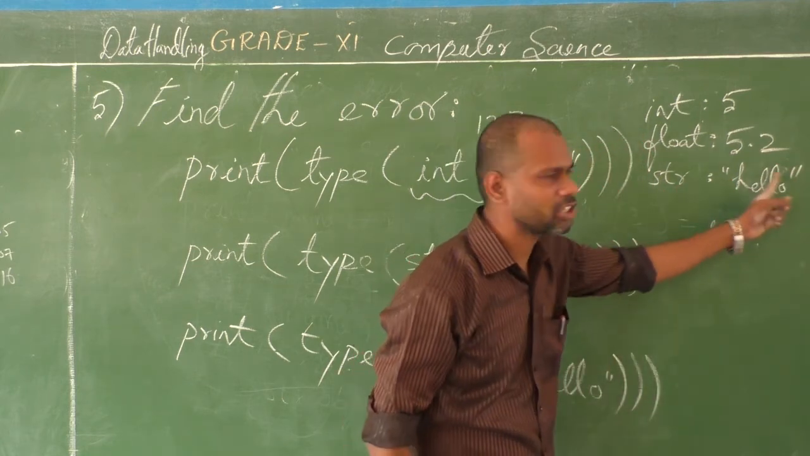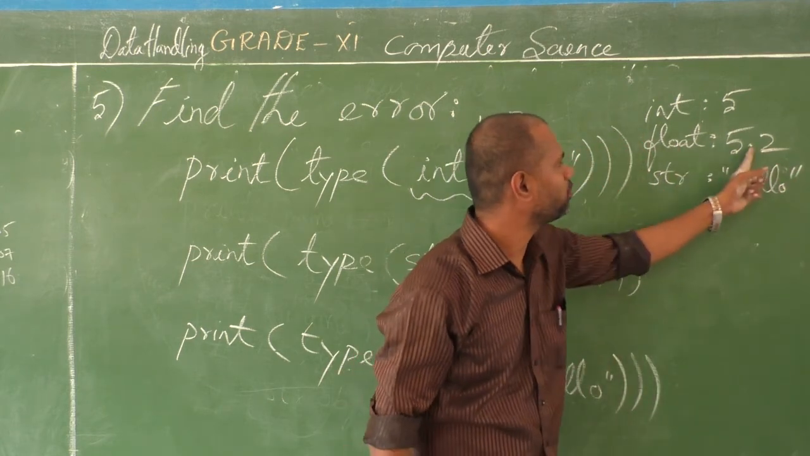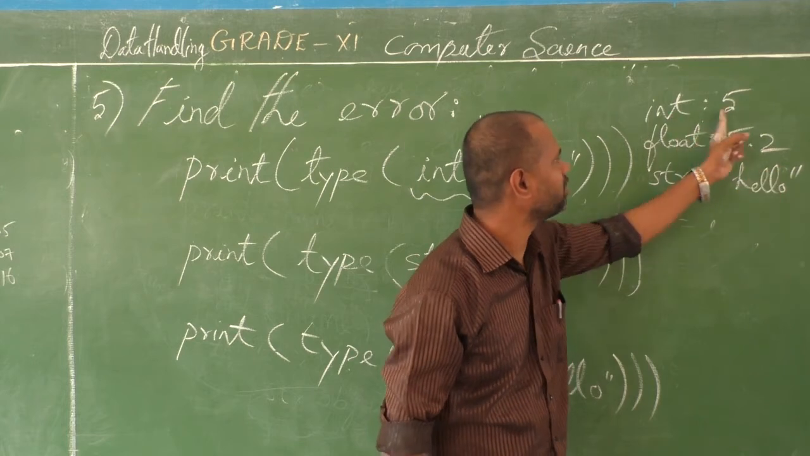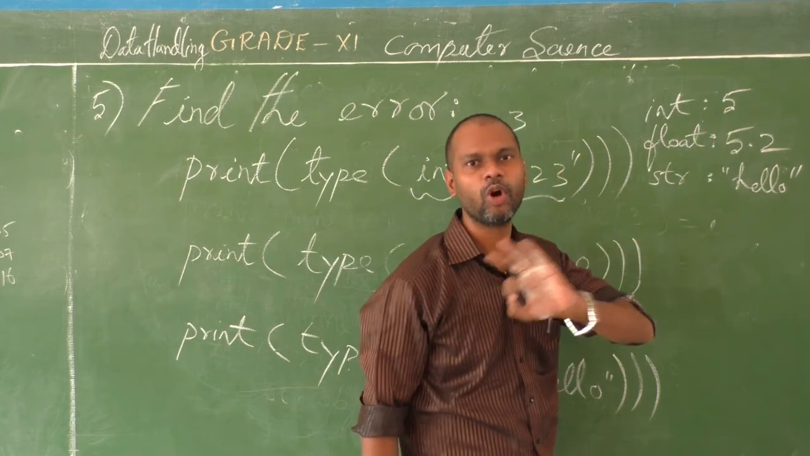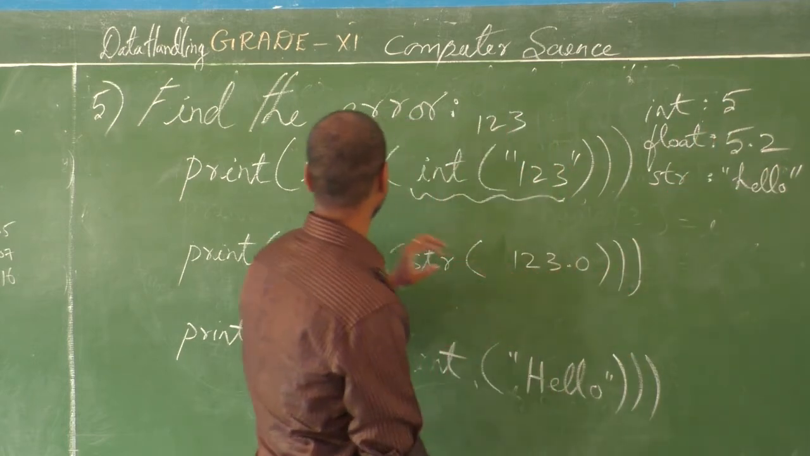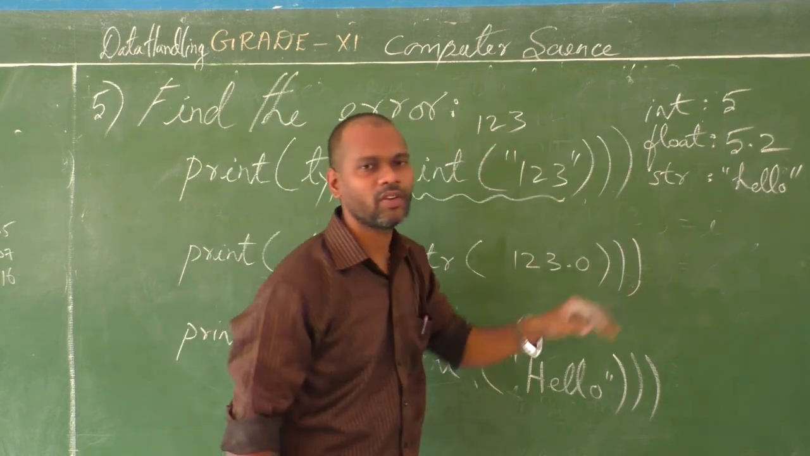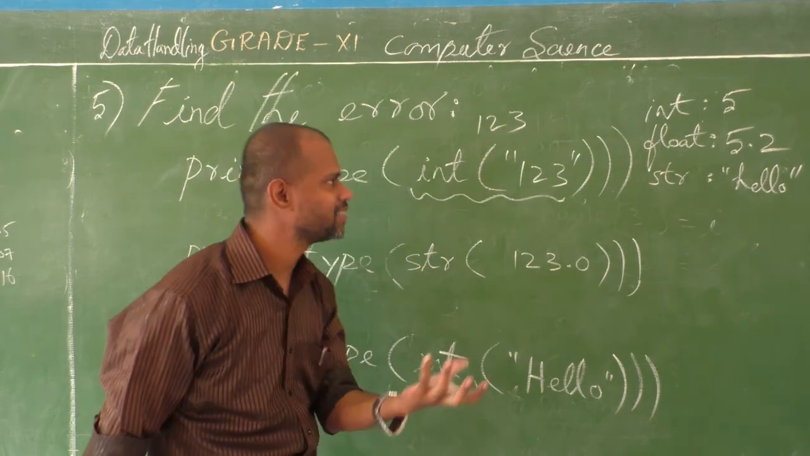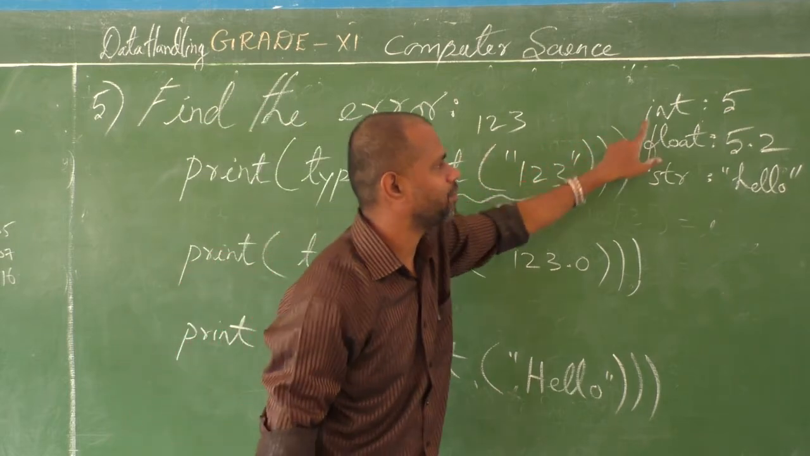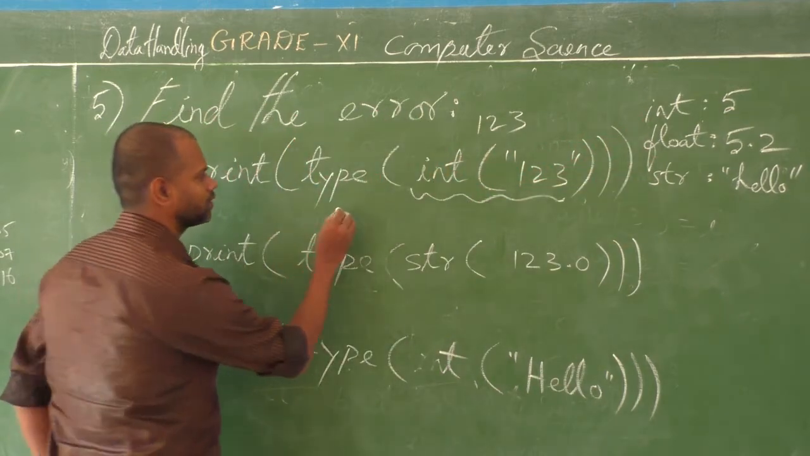String means double quotation will be there. Float means decimal point will be there. Int means 5 will be there, simply 5, no decimal points. So this 123 among the three is of what type? Yes, it is of integer type. So the output will be integer.